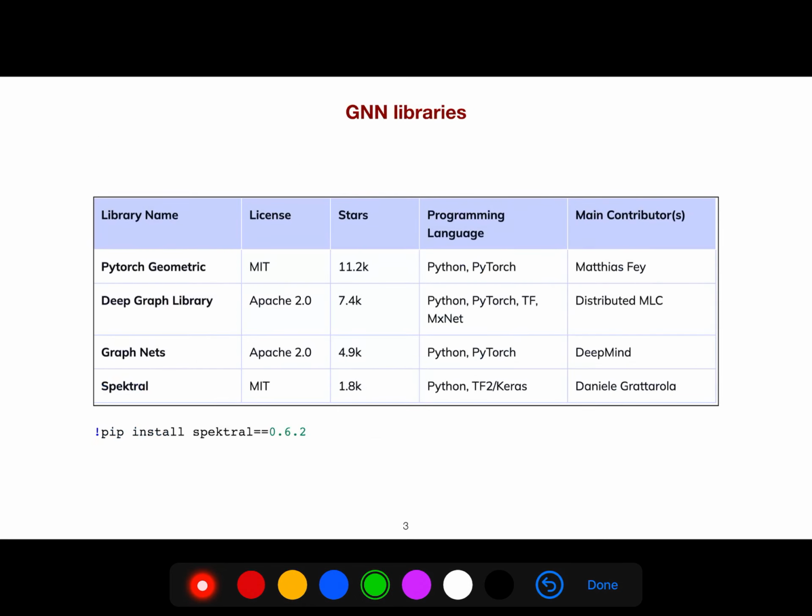So there are lots of graph neural network libraries, but the one that I use today is Spektral. Of course, I like PyTorch Geometric and Spektral more than Deep Graph Library and other graph libraries. And the version that I'm using today, and I will put it on my GitHub, Deep Learning Engineer, is this one, 0.62.